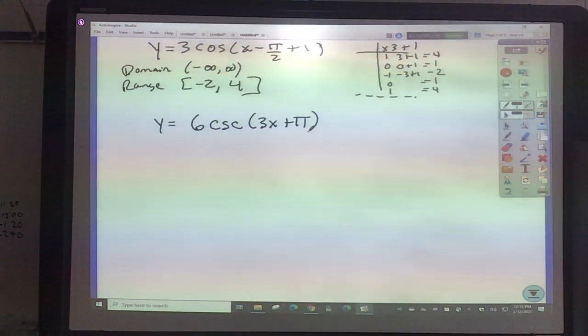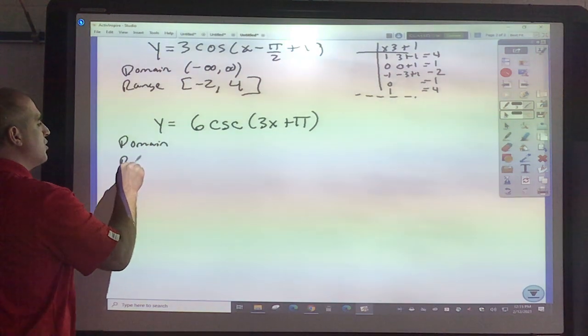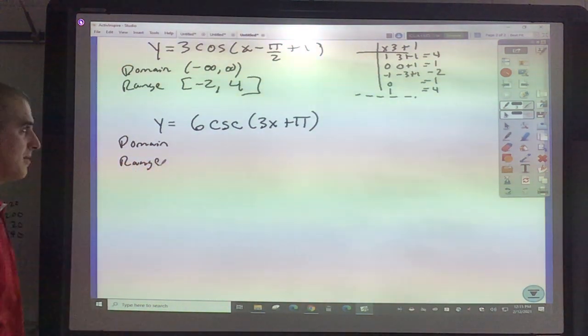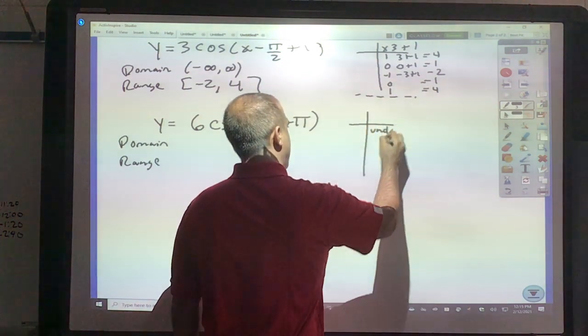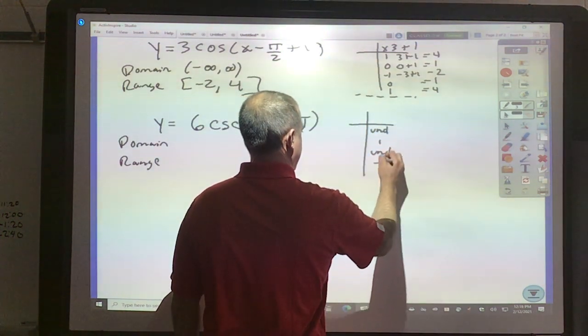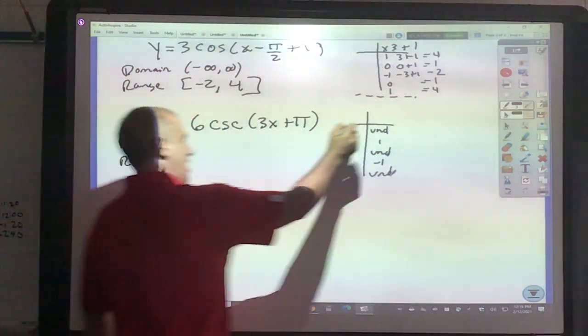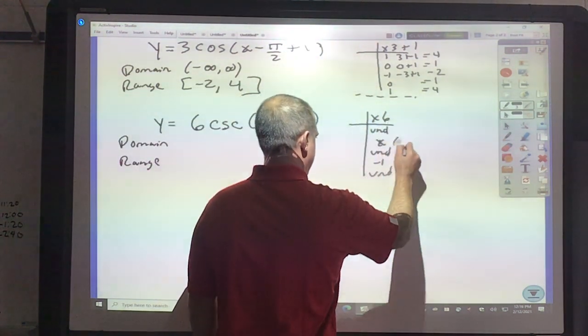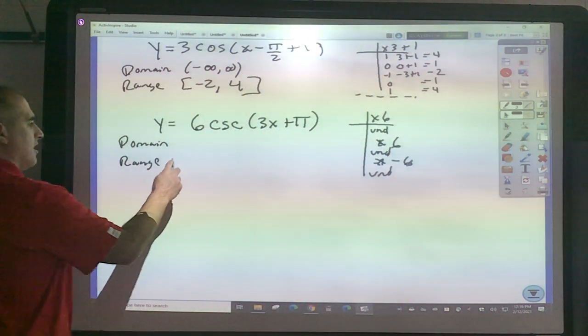Now, for the domain and range, I'm going to have to do a little bit more work with this. The table of values still has some meaning. So it would be undefined, 1, undefined, negative 1, undefined. So I only have to worry about one period. So what's going to happen here? I'm going to have times 6, so this would be 6 and negative 6. So I can figure out the range actually a little quicker.